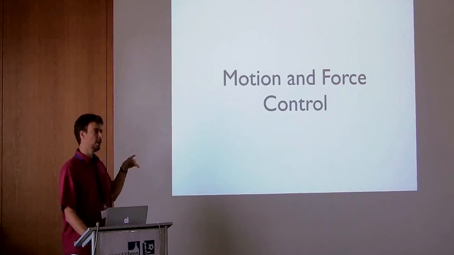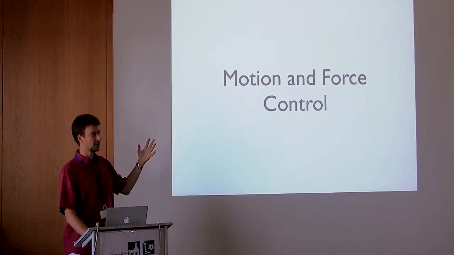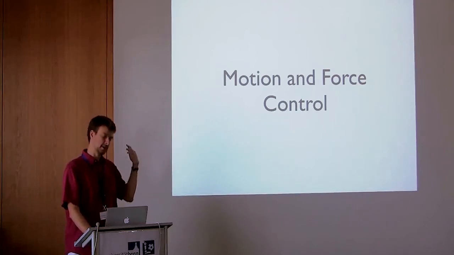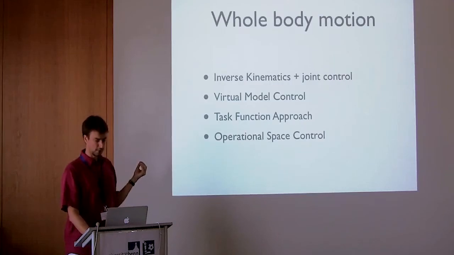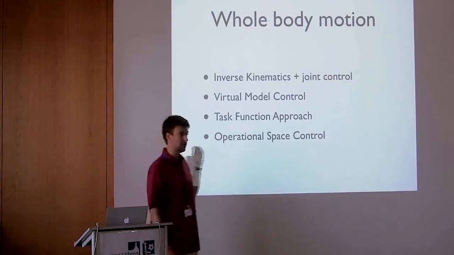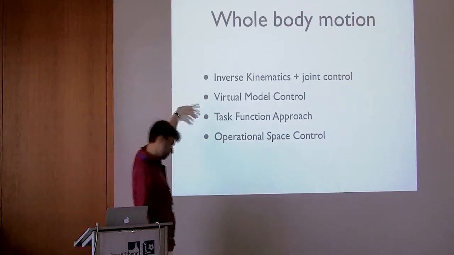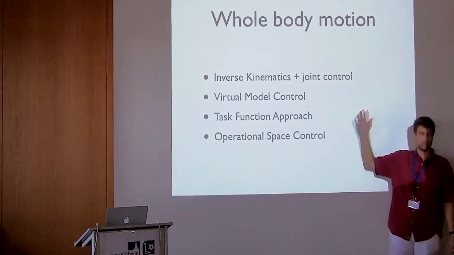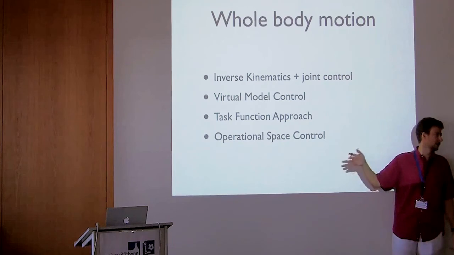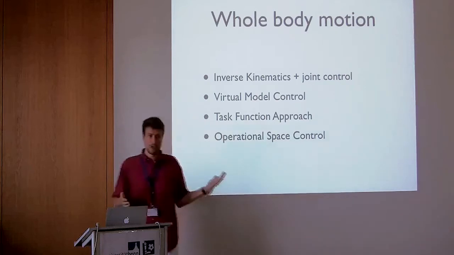So, motion force control. So far, we saw how to generate motion, and we saw how this generation can remain online and still generate stable motions. But how do you realize them on the robot? First thing, of course, you not only have the center of mass, you have full body motion. For full body motion, you have a bunch of options, which are standard options in robots. I'm not going to spend more than one slide on this, because this is what you find in many textbooks.